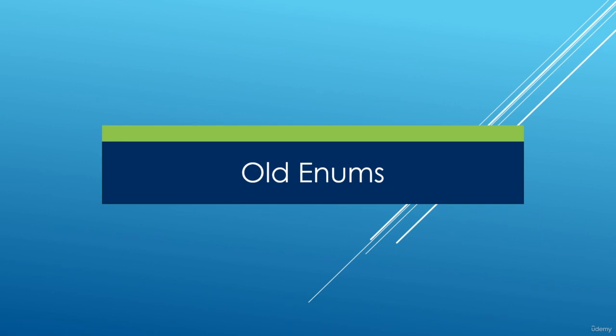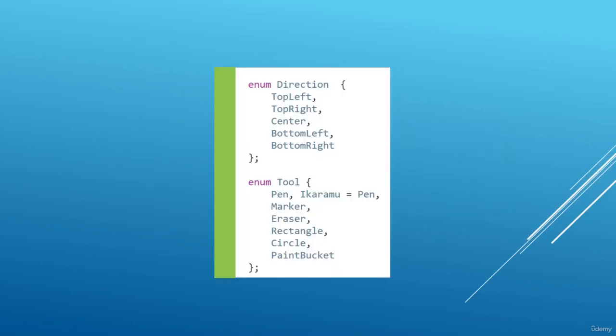In this lecture, we're going to learn about legacy enumerated types, or old enums as I like to call them. Let's look at a simple example. Here we have an older way to declare an enumeration in our C++ code. But this is really old and not recommended anymore. Enum classes were introduced in C++11, and they introduced a safer way to work with enums.